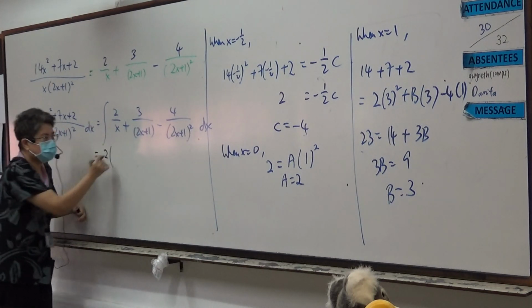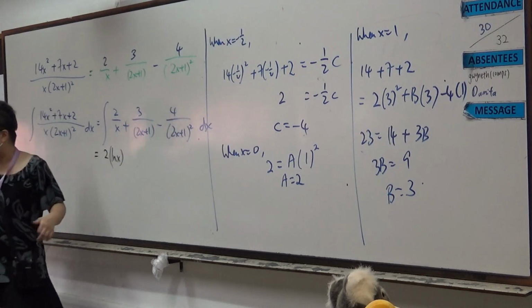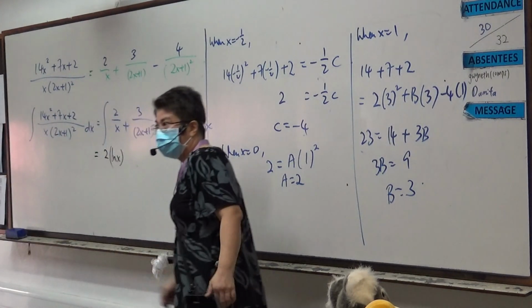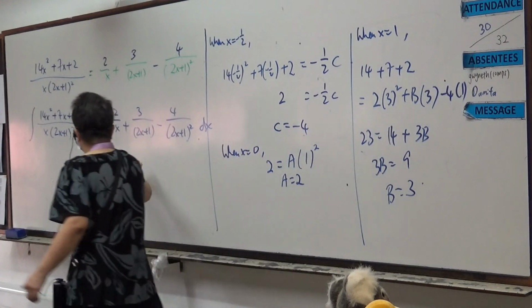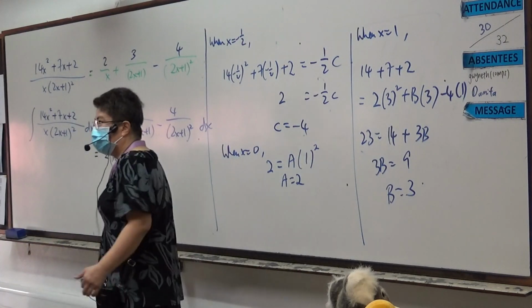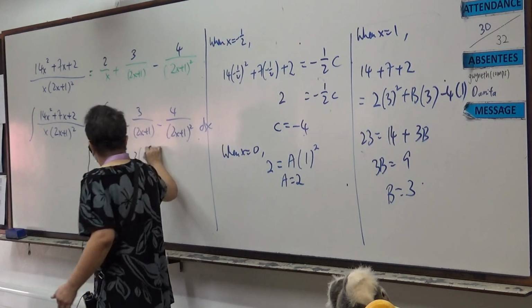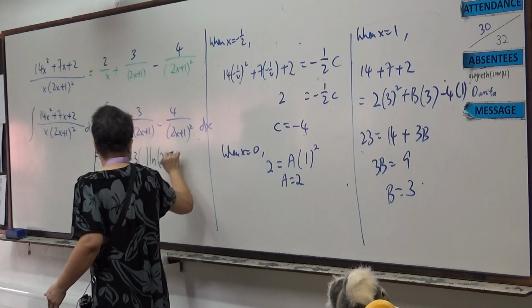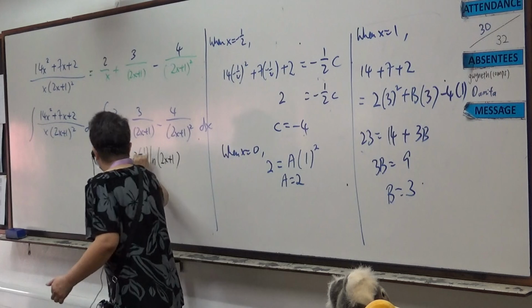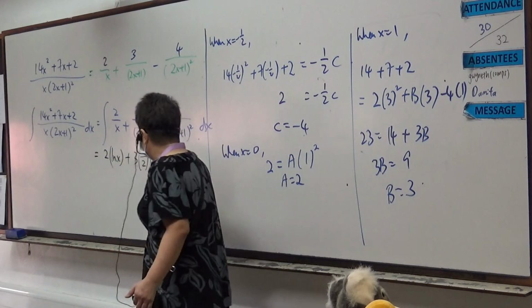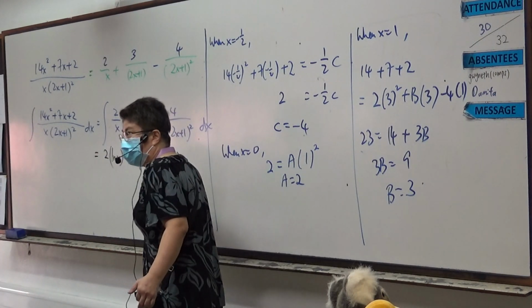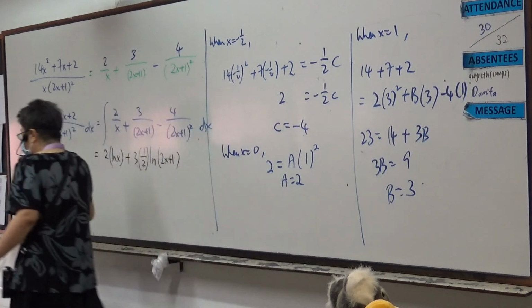Then 1 over x becomes ln x, right? Am I right? Then plus, what's the constant here? 3, right? Then I must have something first, right? Then ln (2x plus 1), right? Then this is a 1 over 2 again, 1 divided by the differential. Alright? Now that's the third one. Third one will be a bit difficult.